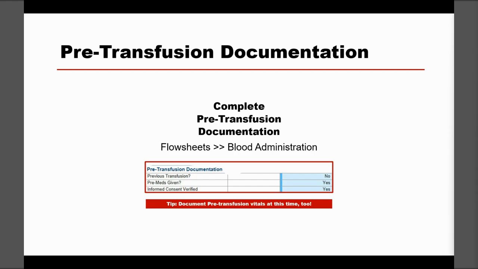So once you are ready to get your blood, it's important that you do some pre-transfusion documentation, and that is found in flow sheets under blood administration. It will ask if there was a previous transfusion, if their pre-meds were given, and if informed consent was verified. This is your safeguard to make sure that you have done all those little checks. If the answer is no for previous transfusion, that's okay. If the answer is no for pre-meds because there's not any, that's also okay. But there must always be a yes in that informed consent verified if you are going to release blood to be given.